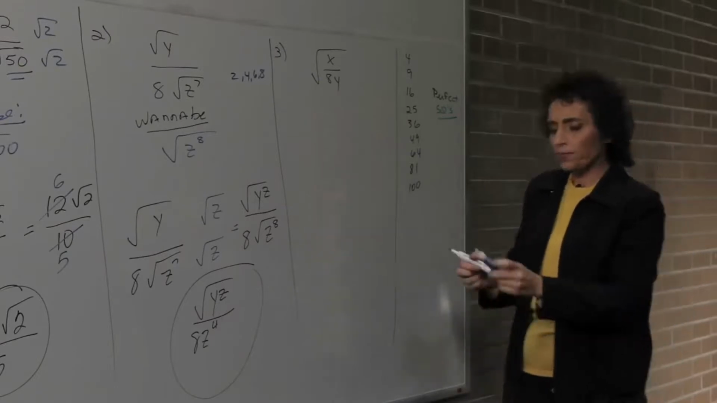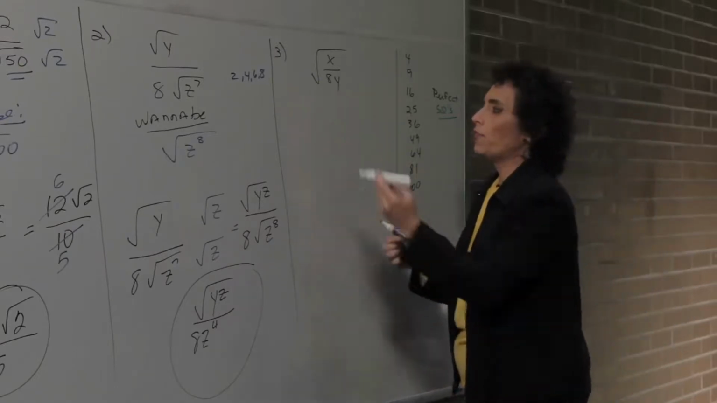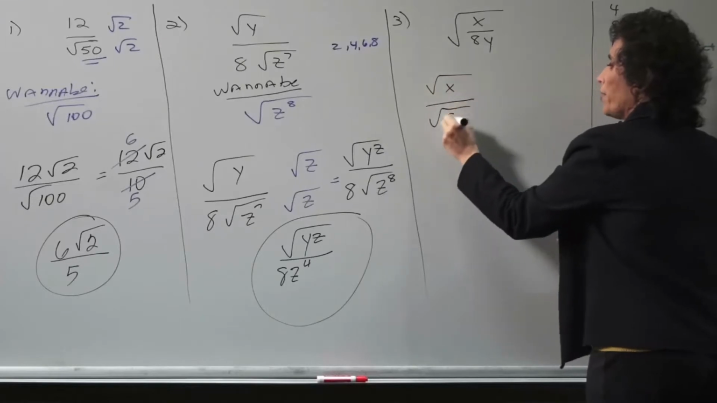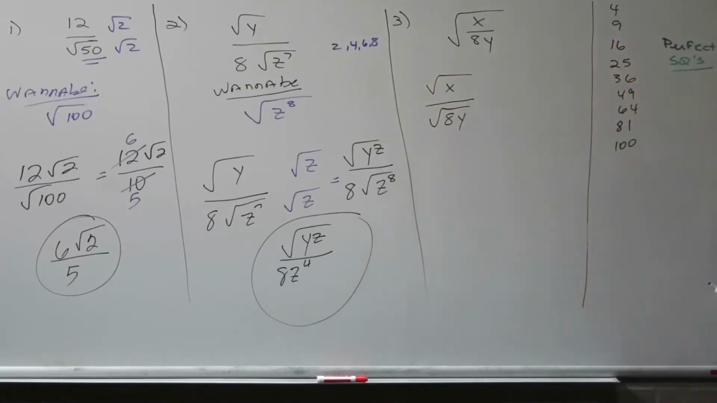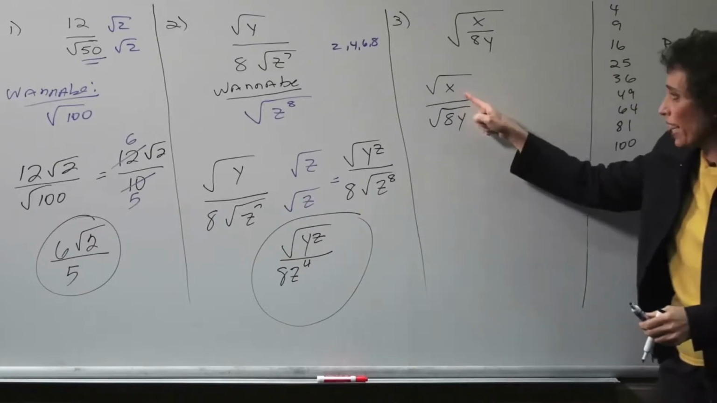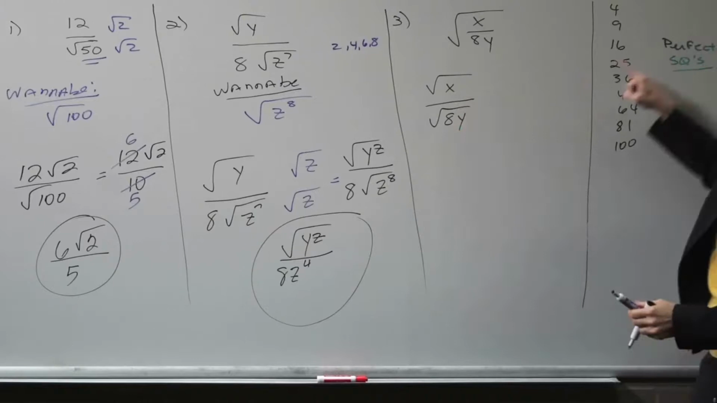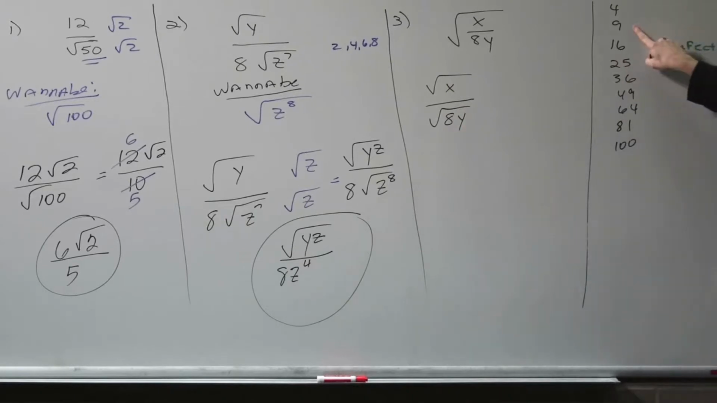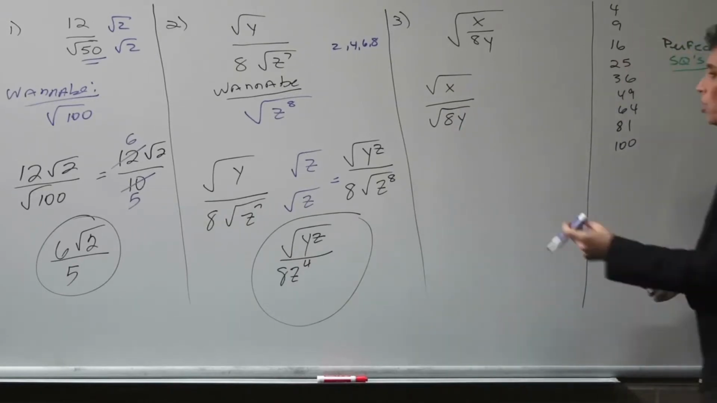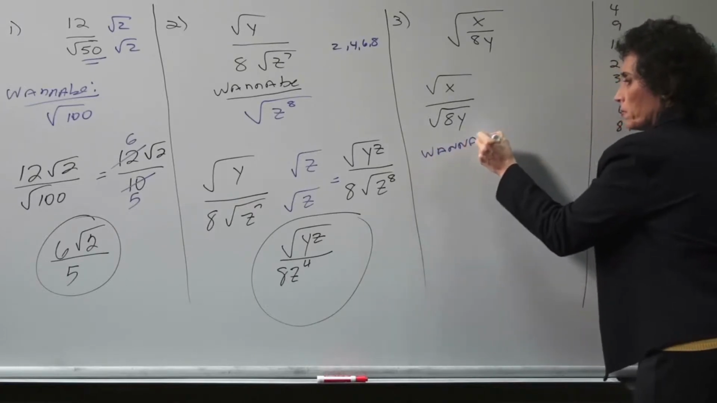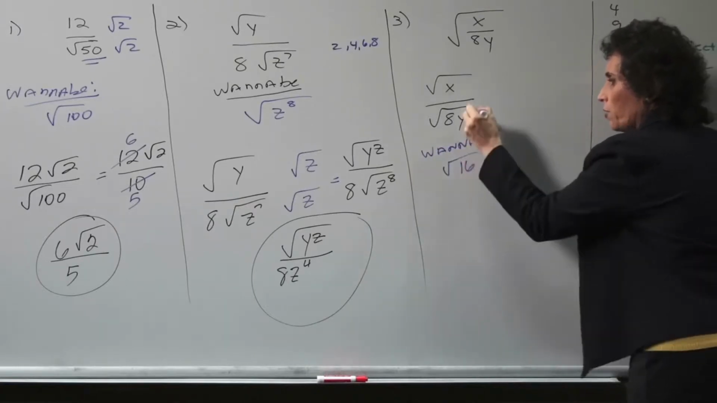All right, last one. I'm going to rewrite this: square root of x over the square root of 8y. Now I can't reduce because there's an x here and a y here. I have to look at both the 8 and the y. I'm going to look at the 8 first. It's got to be bigger than 8. Can't make it a 9, but I can make it a 16. So it wants to be the square root of 16.